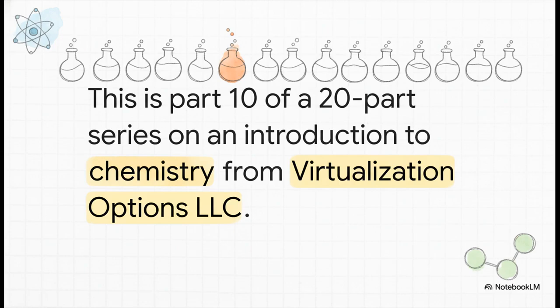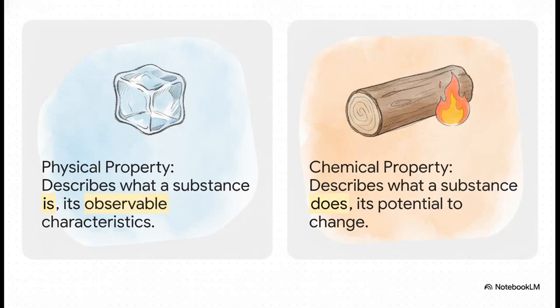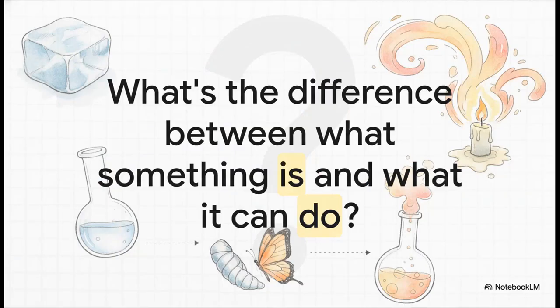It's fundamental. Okay, so the easiest way to wrap your head around this whole idea is to think of it like this. On one side, you've got physical properties, that's all about what a substance is. And on the other side, you have chemical properties, which describe what a substance does, or what it has the potential to do. And that's the big question, right? Where do you draw the line between describing something as it sits right here, right now, and describing all the amazing ways it could transform? That's exactly what we're going to unpack.